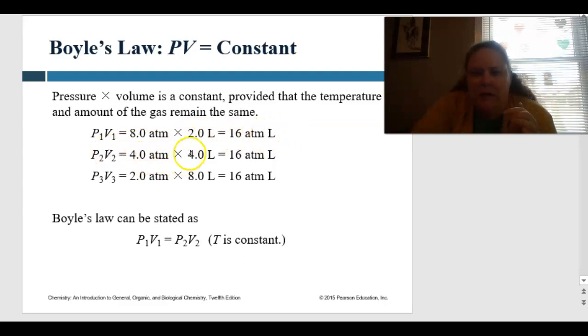And then again, if we're going to change these, if we have the P go to 4 and the V go to 4, then we still end up having 16. And then here's another one, 2 times 8 is still going to end up being 16. So you can see that we can mess around with these numbers, but we're still going to end up having a constant. So Boyle's law, this is the formula that we need to learn. Boyle's law can be stated that P1 times V1 equals P2 times V2 when temperature is constant.